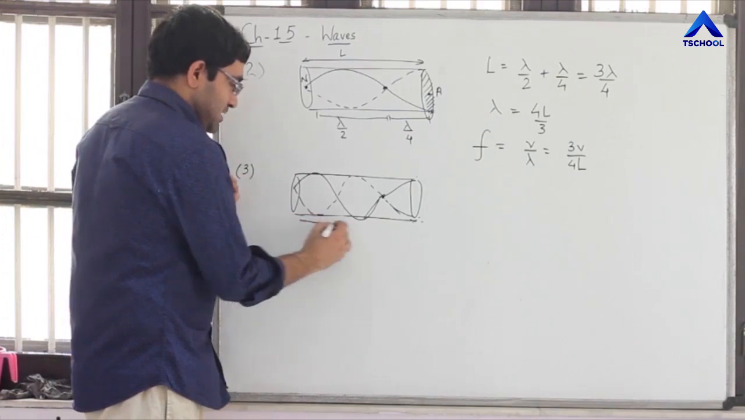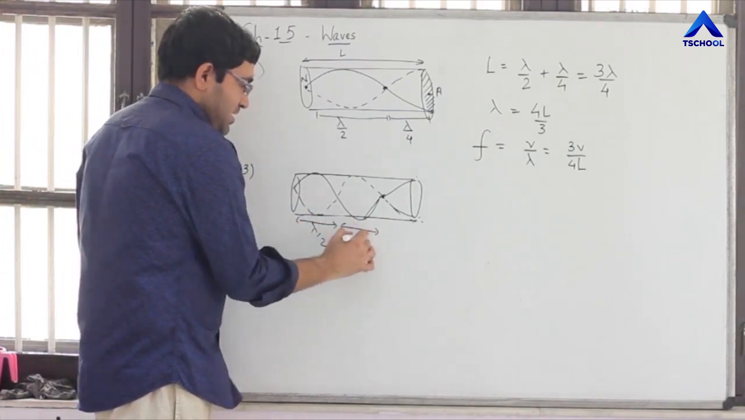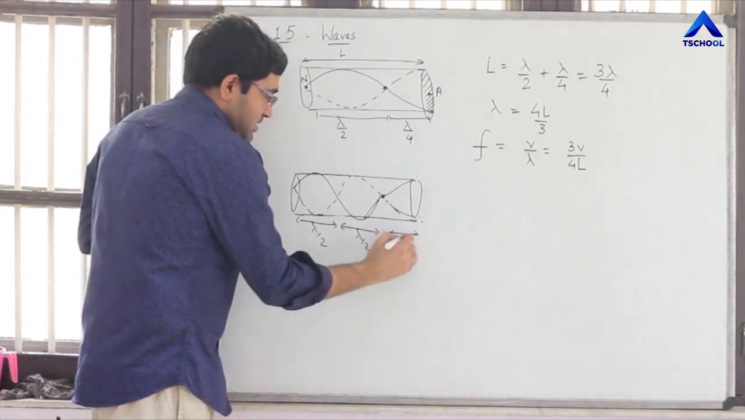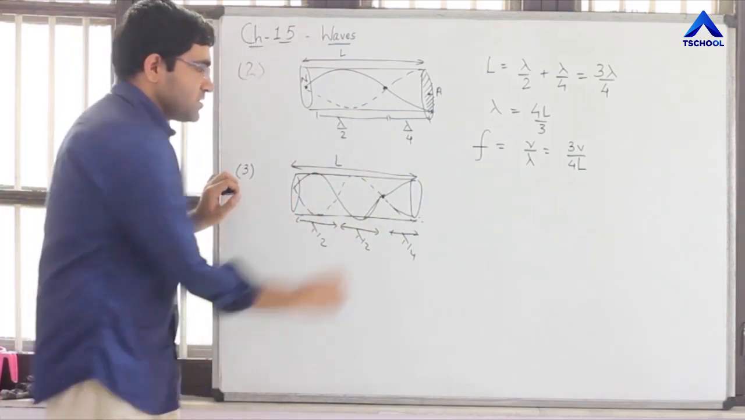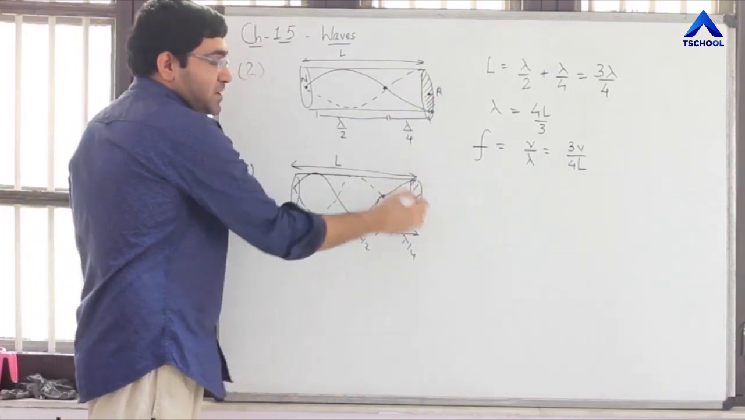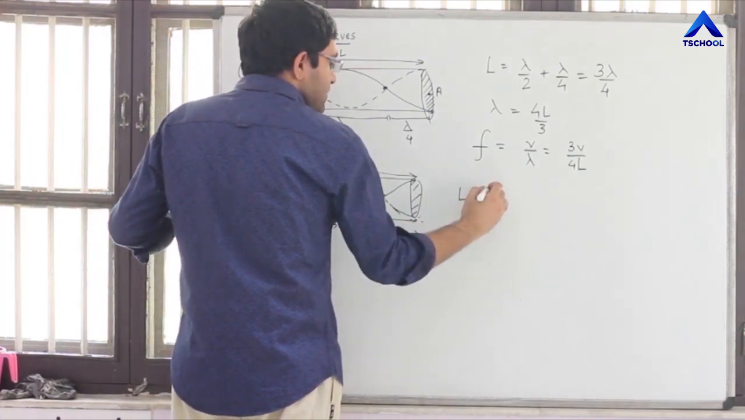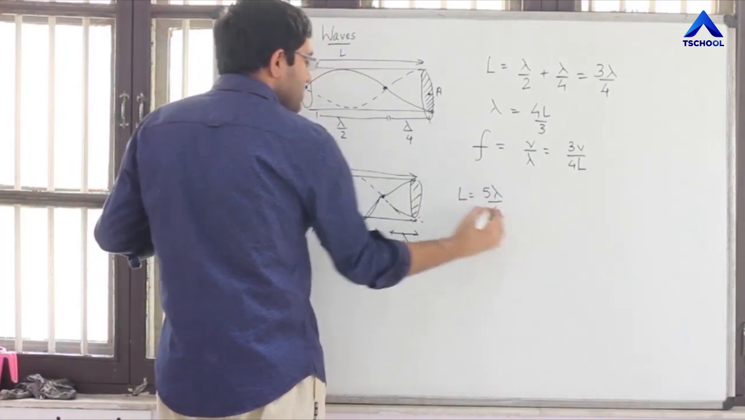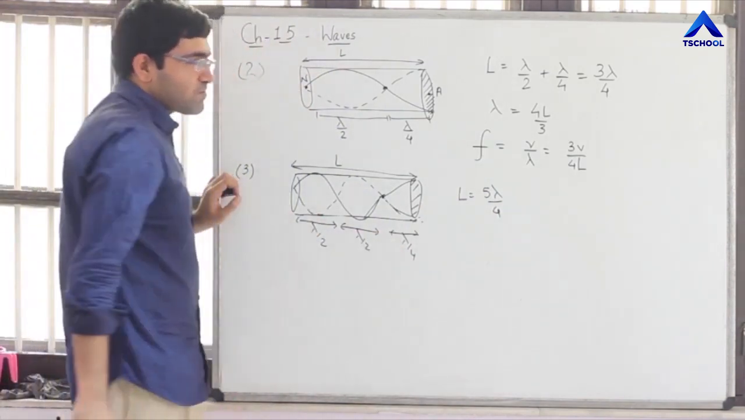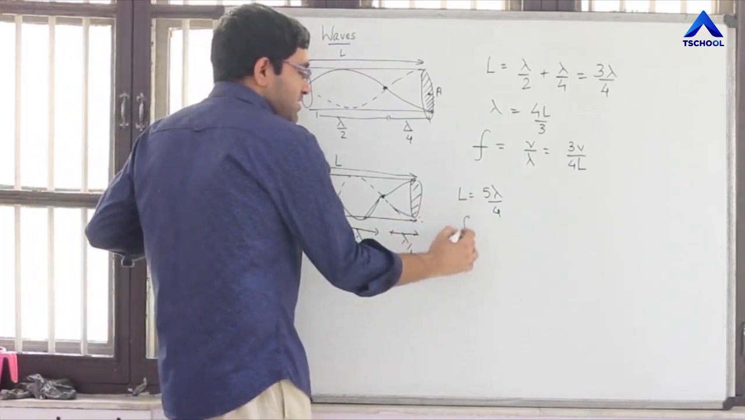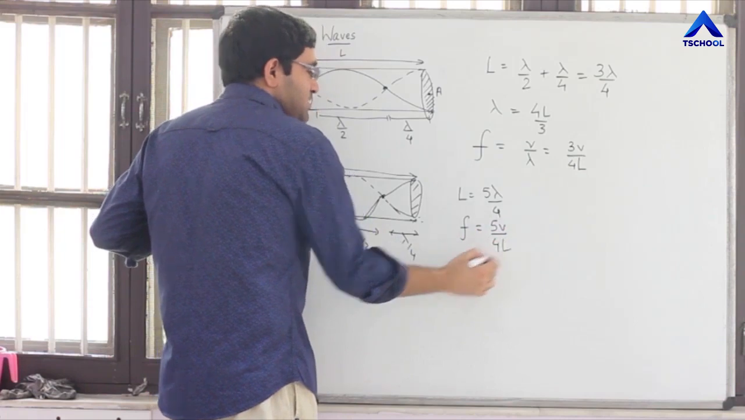So this is again lambda by 2, this is lambda by 2, and this is lambda by 4. The total length of the pipe is L. This end is closed, must be a pressure antinode. So finally you're going to get L is 5 lambda by 4. Lambda by 2 is lambda, and lambda by 4, so 5 lambda by 4. Effectively that means that f is going to be 5V by 4L. I'm sure you can do the math yourself.